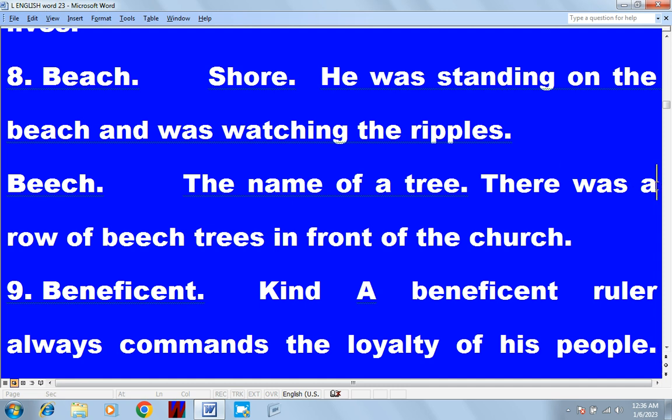Beech, B-E-E-C-H, beech, the name of a tree. There was a row of beech trees in front of the church.